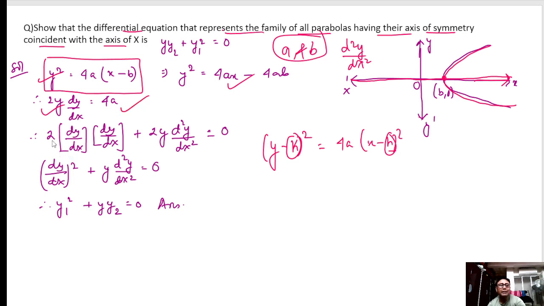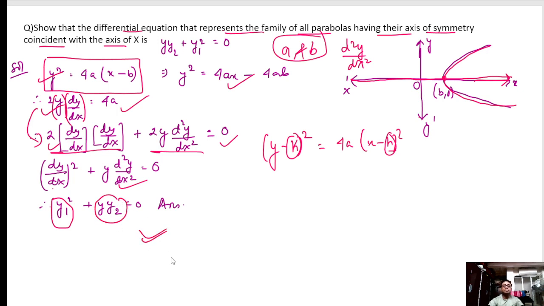Now again differentiating it, we have to do twice. This is in u into v form, so applying the u into v form, we now get this. This is actually y1 square, and this is y into y2. So that means this is our differential equation which we had to prove.